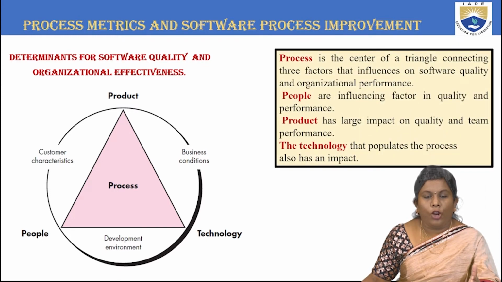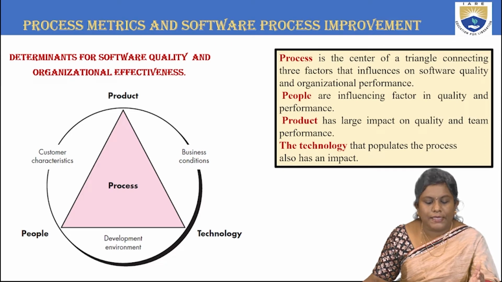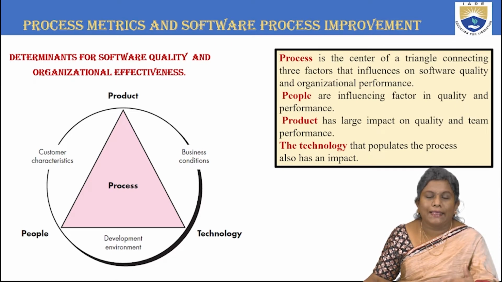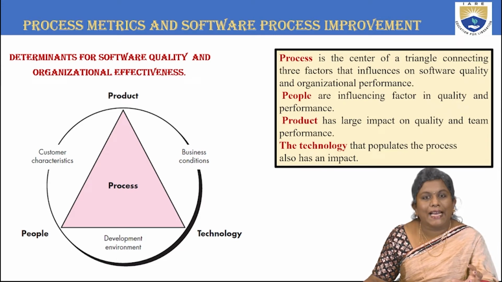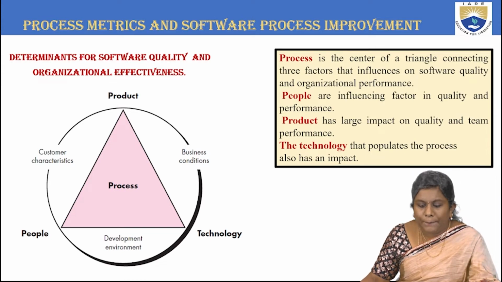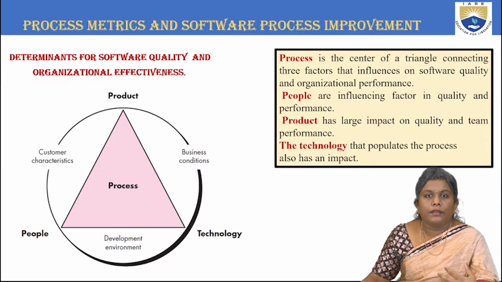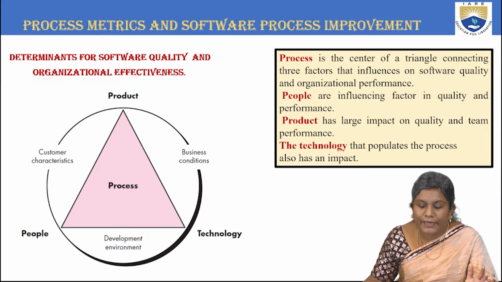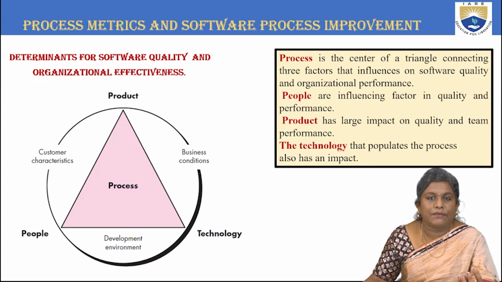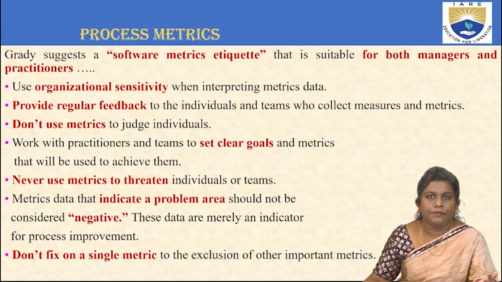So looking at the elaboration of whatever is there in the diagram, that is the process, product, people, and the technology, right? The first statement, that is process, right? It is acting as a center position or taking the center base for all the 3 things where the organizational performance relies on. Next, people generally focus on quality and performance, and product is really having a large impact on the team's performance. And finally, it is the technology which is having an impact on the society, right?